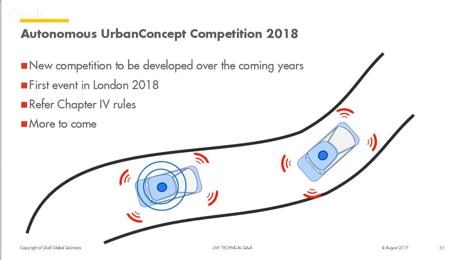Another development is the start of the Autonomous Urban Concept Competition in 2018. We will have sort of a small trial event in London in 2018. That's going to be more prominent in coming years. For now, it's just for a couple of cars. If you're interested, please get in touch with us. That will be the subject of the Chapter 4 rules, and there's more news on that to come.